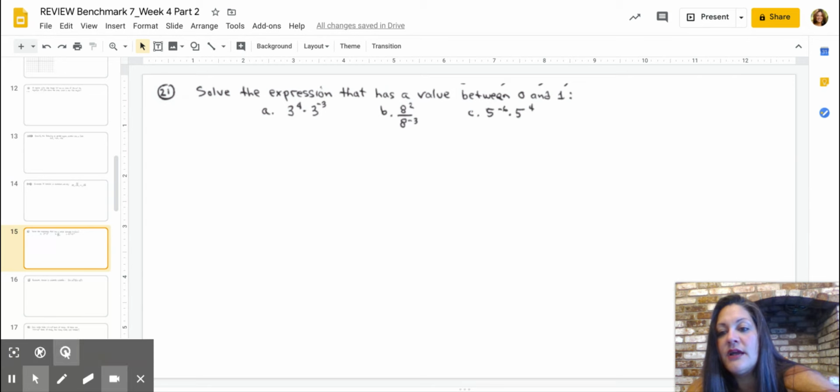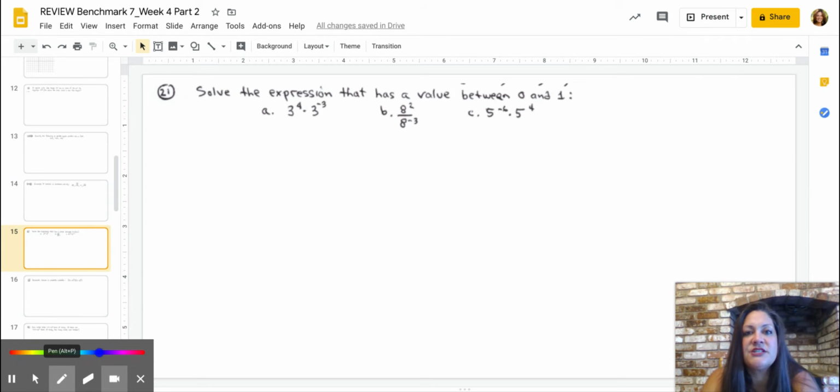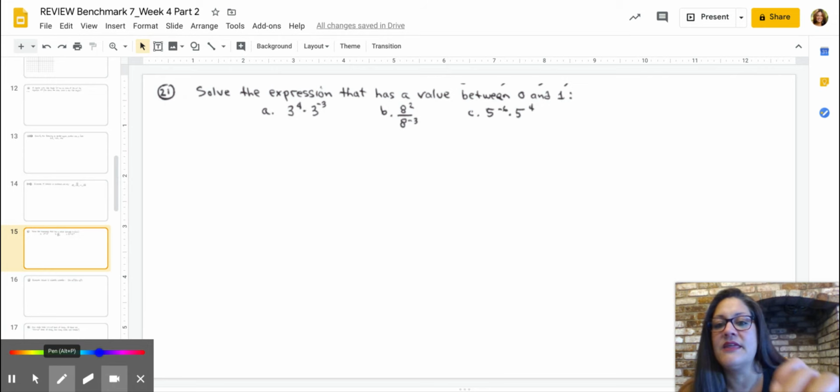Here we go. Solve the expression that has a value between 0 and 1. So what I'm seeing here are 3 different equations I need to simplify with exponents. Okay, so great. This is fresh in my mind because we just did this on part 1 this week. So let's start with A.